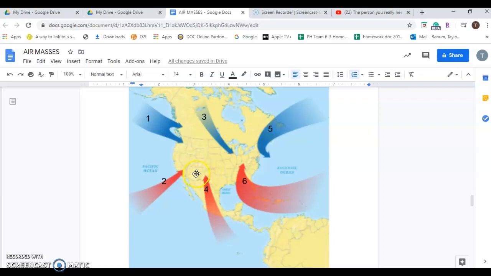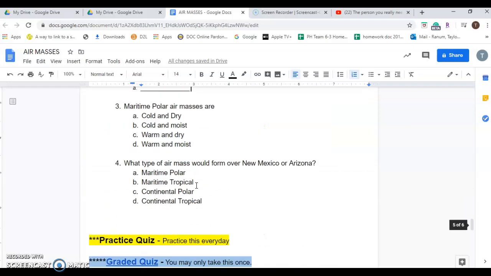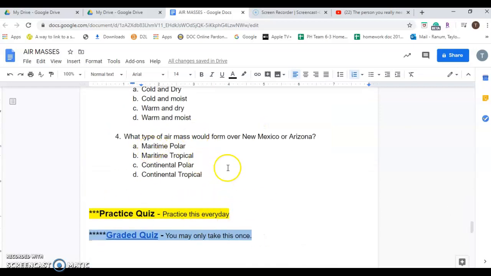And since it's near the southern part of our country, what type of air mass is going to be cold or warm? So take those characteristics into consideration to choose your answer. Either A, maritime polar, B, maritime tropical, C, continental polar, or D, continental tropical.